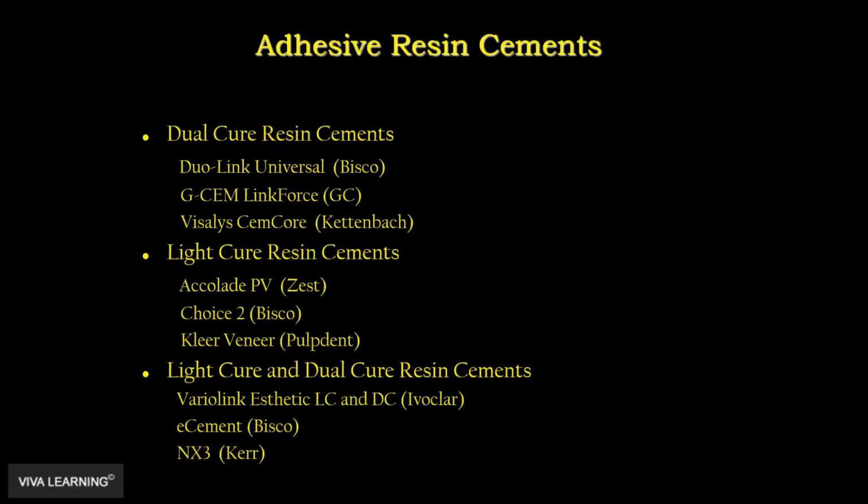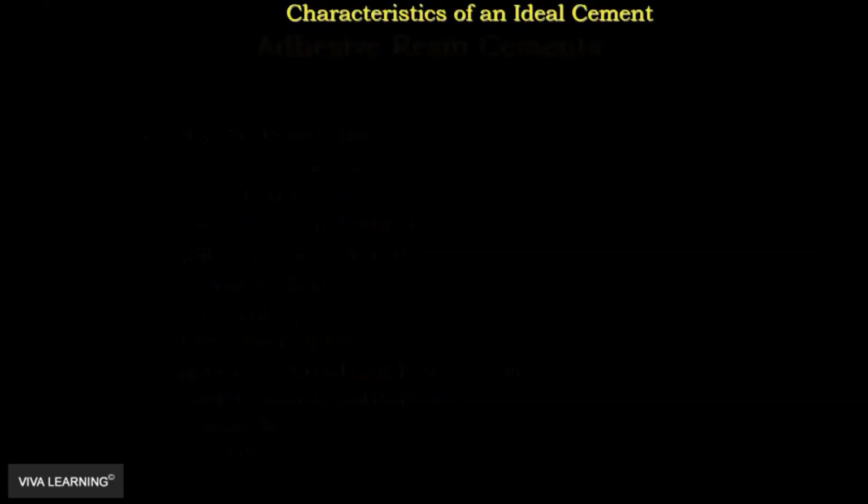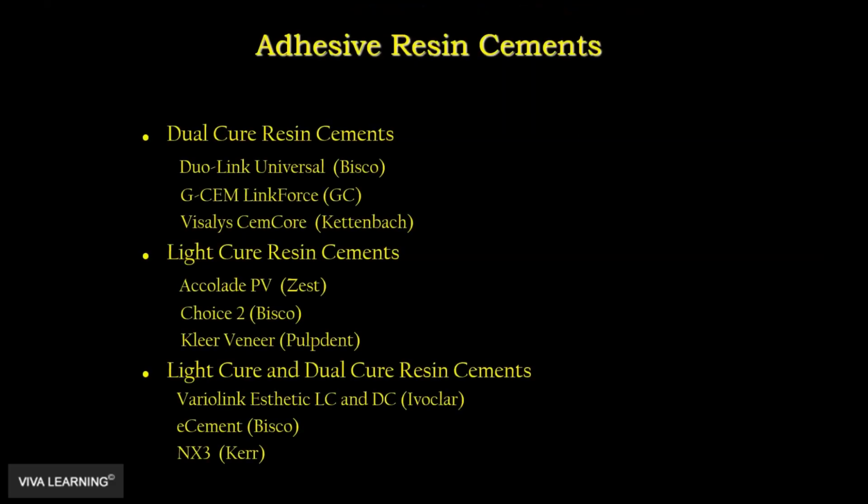So it can come in pretty handy sometimes to have both. Ivoclar has the Variolink Esthetic, the LC and the DC, light cure and dual cure. Bisco has got the eCement kit, which has a light cure and a dual cure in it. And Kerr has the Nexus 3rd generation, the NX3, that has a single barrel and a dual barrel. So in this category, you either need one of these kits or you need a light cure and a dual cure.